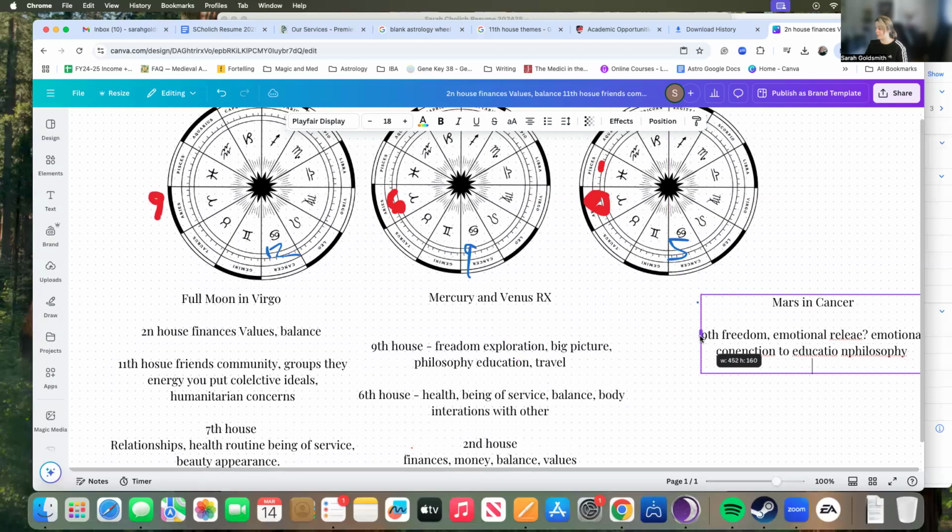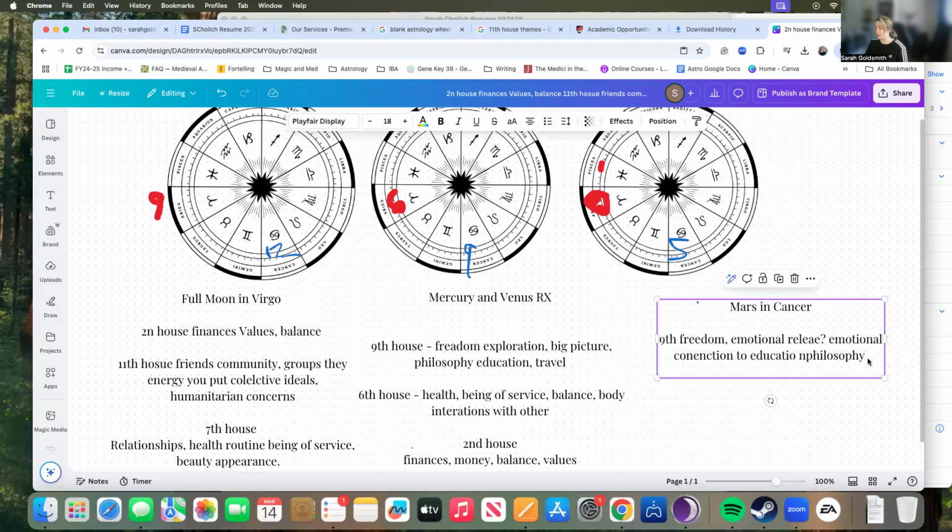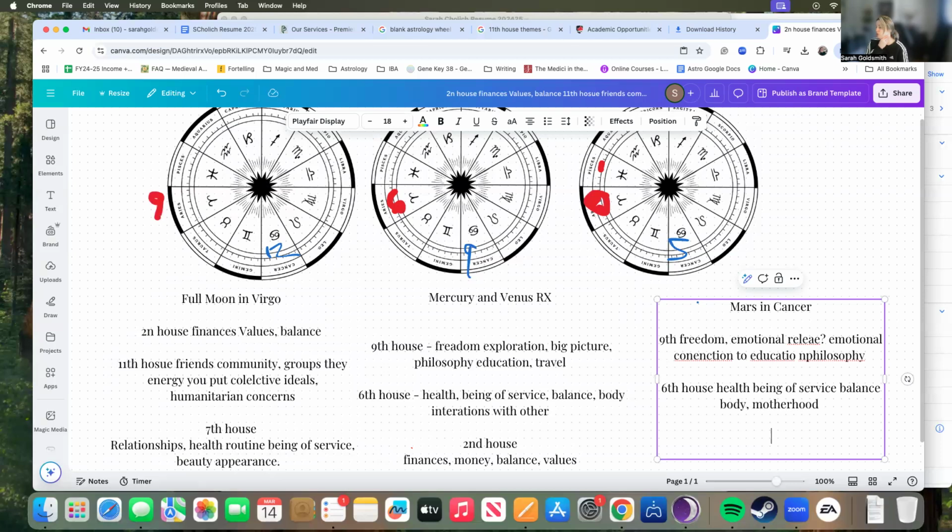Sixth house coming up again, and with the Virgo influence here, I brought up body and stuff and being of service in the seventh house. So that is a big theme to think about then for me with these transits. Sixth house, health, being of service, balance, body. Something else I was thinking about was motherhood, and preparing for that. And that's a Cancer theme too.